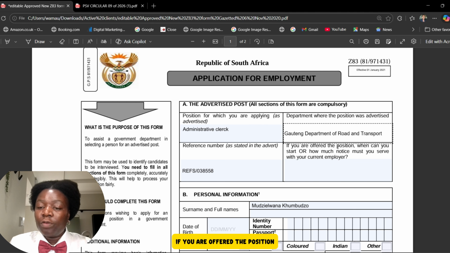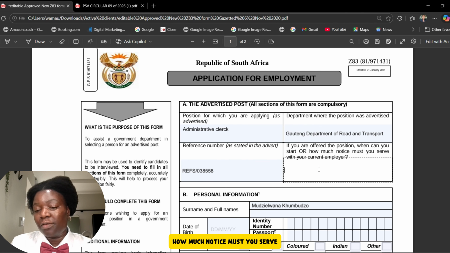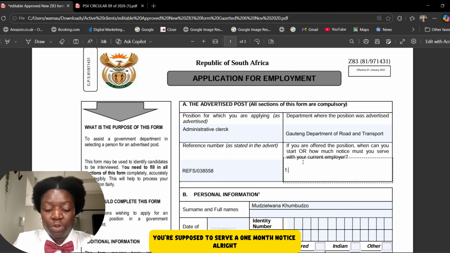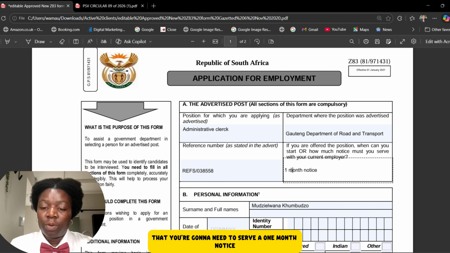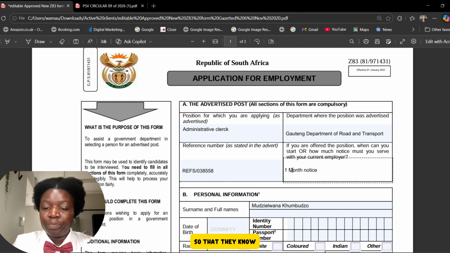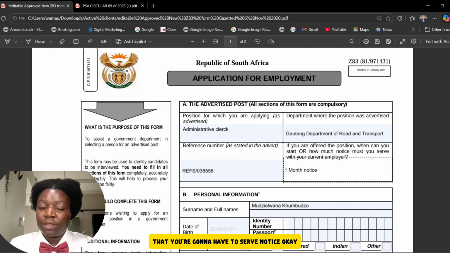If you are offered the position, when can you start, or how much notice must you serve? So let's say, for example, you're supposed to serve a 1 month notice, all right? So you're just gonna put it there that you're gonna need to serve a 1 month notice so that they know that you're gonna have to serve notice.